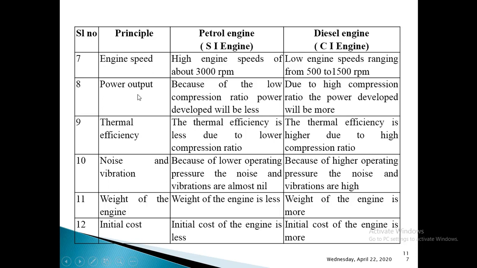But if you want to remember only this much, power output is less in case of petrol engine and power output will be more in case of diesel engine. And next is thermal efficiency. Thermal efficiency is less due to low compression ratio, and thermal efficiency is high due to high compression ratio. Again this point also depends on that compression ratio. So thermal efficiency is less in case of petrol engine and thermal efficiency is more in case of diesel engine. Again the reason is the same, that is compression ratio.